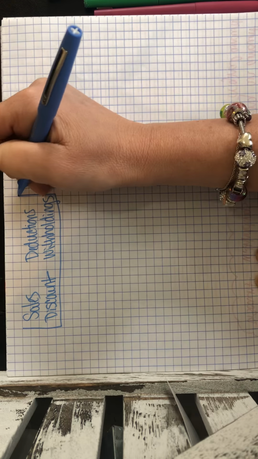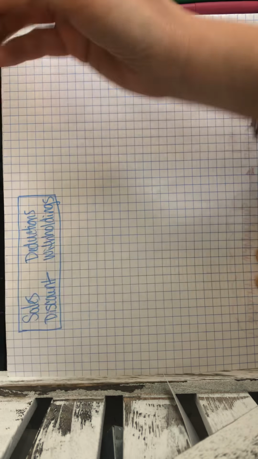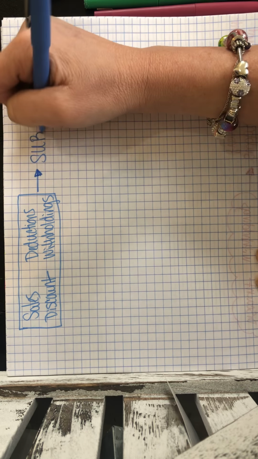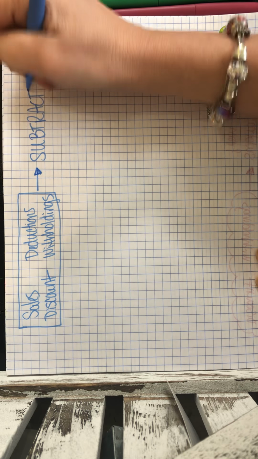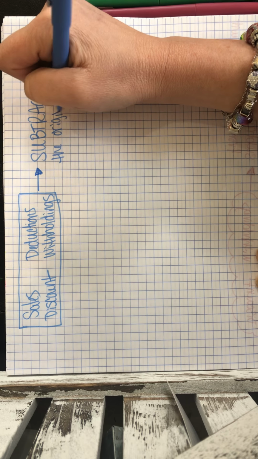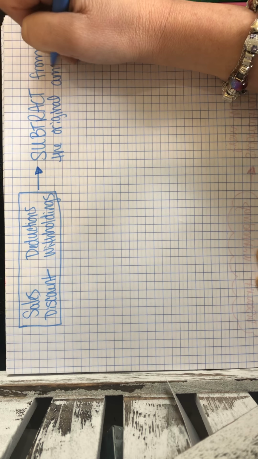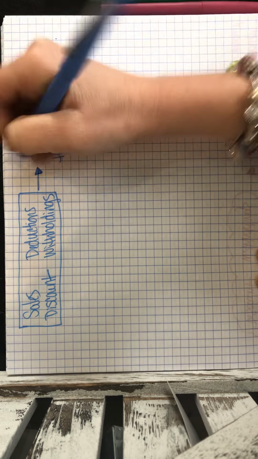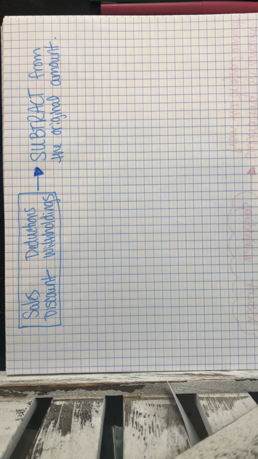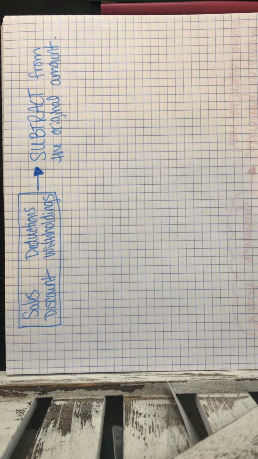So when we talk about these things, what that tells us is that we are going to subtract from the original amount. So in this case, we want to not add, but we want to subtract from what the original amount is. So in this case, we're still going to talk about our iPhone. So we'll still use that as our example.